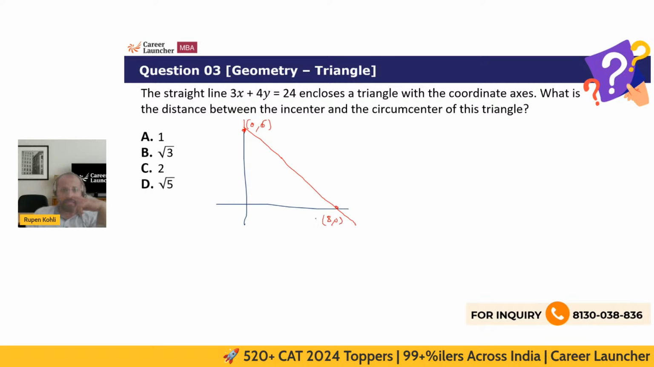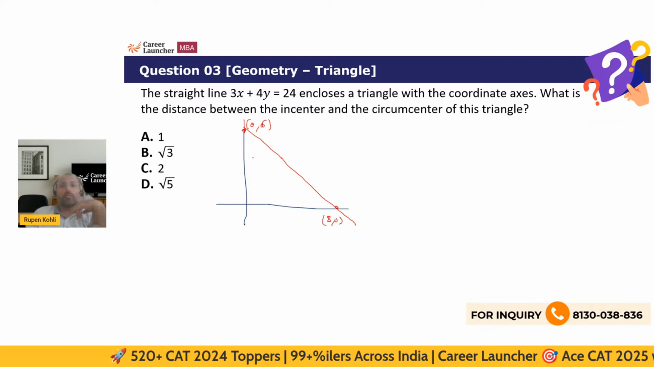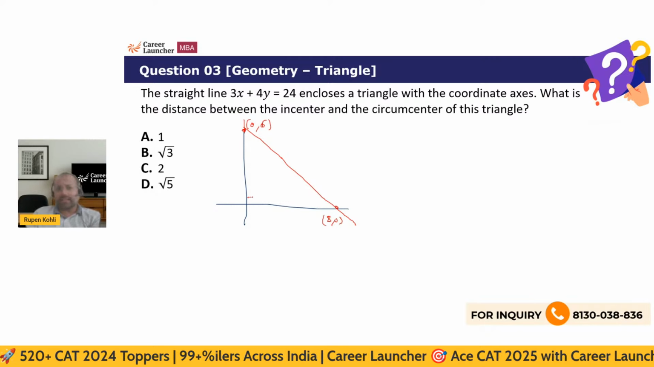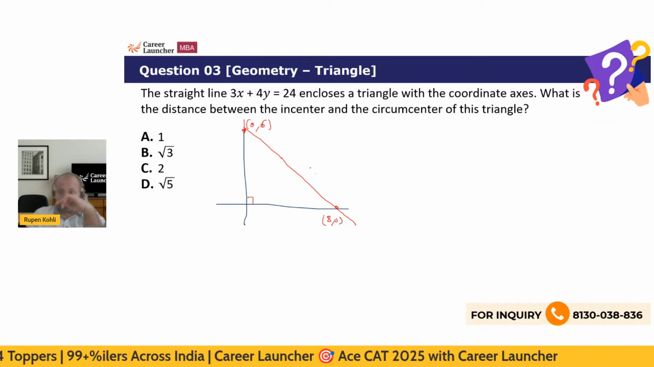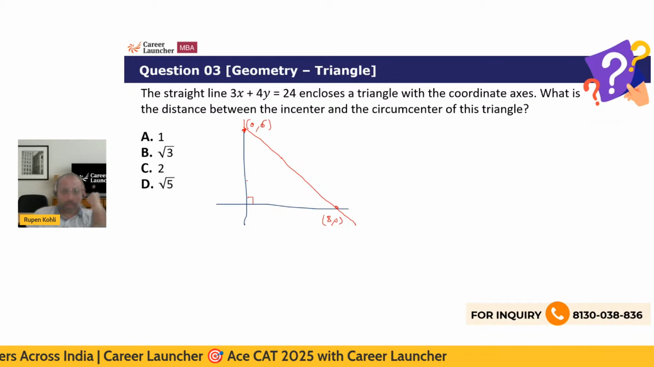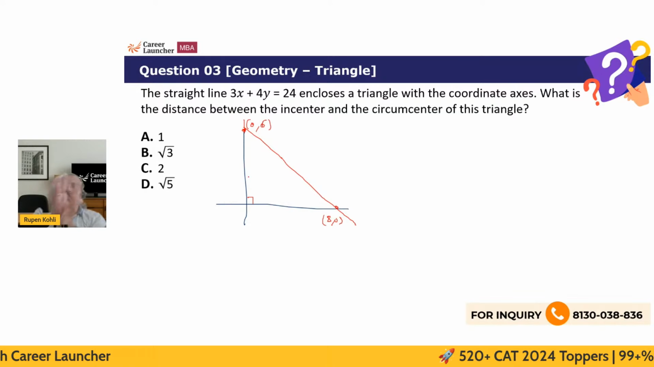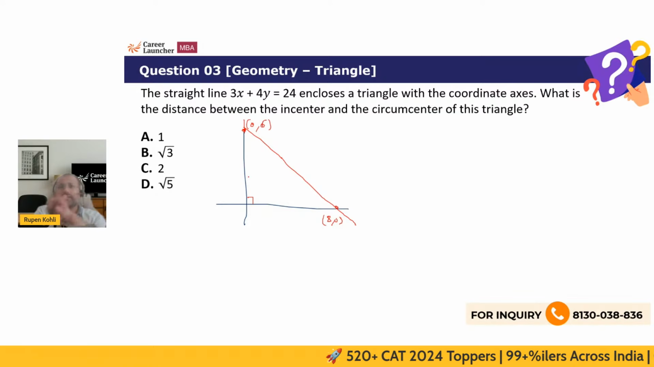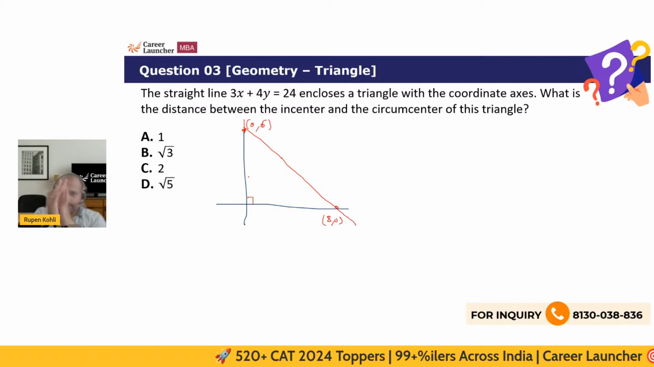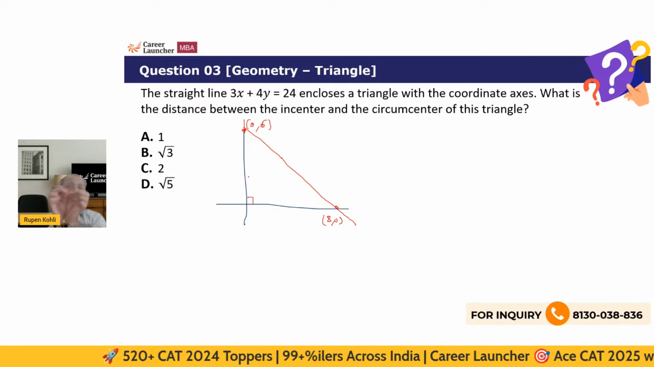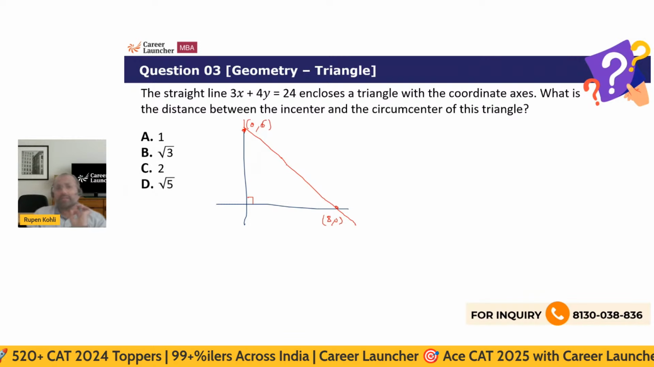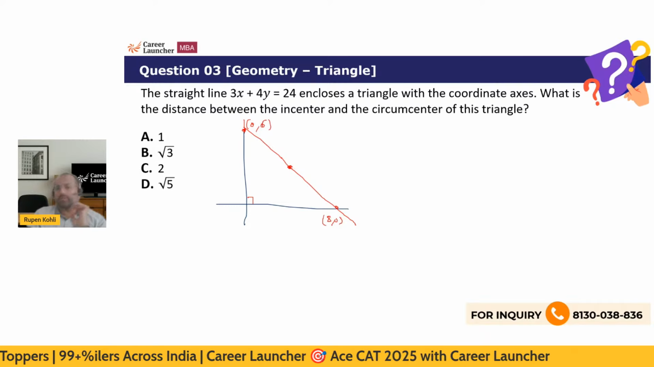So we have this triangle. It's a right angle triangle, the triangle formed by this line with the coordinate axes. What is the distance between the incenter and circumcenter? You should know where they lie for a right angle triangle. The circumcenter is very simple. It is nothing but the midpoint of the hypotenuse.